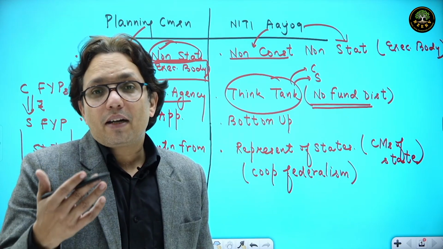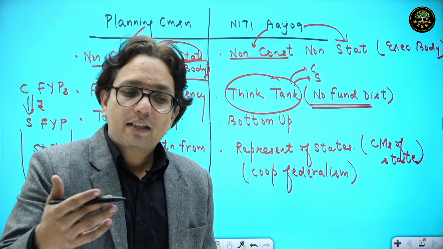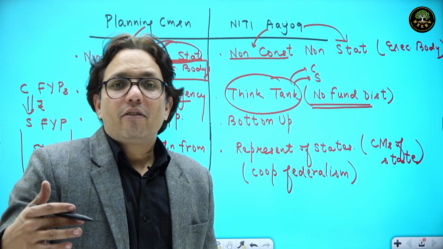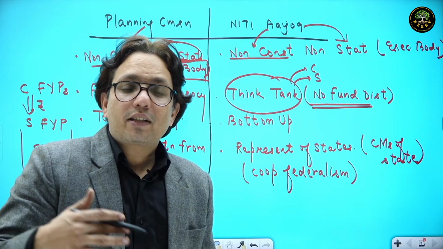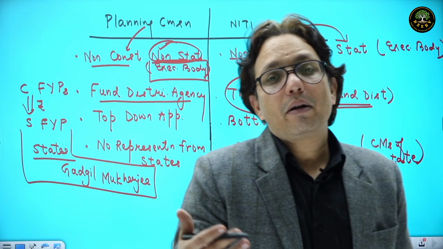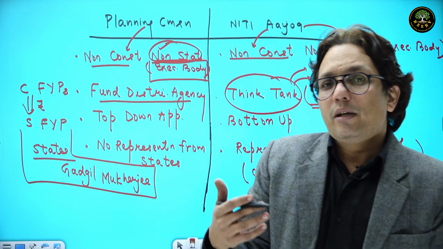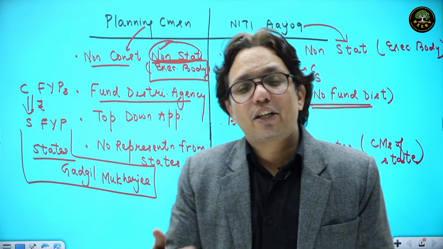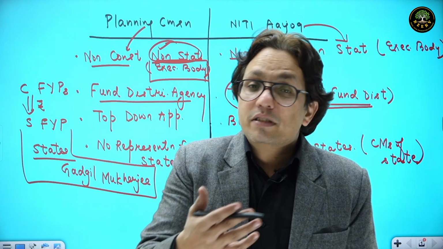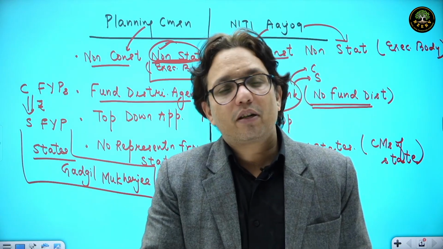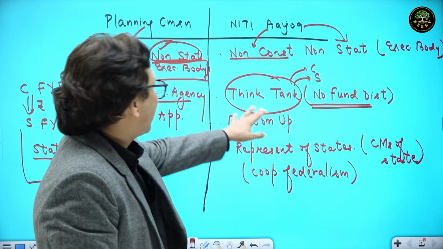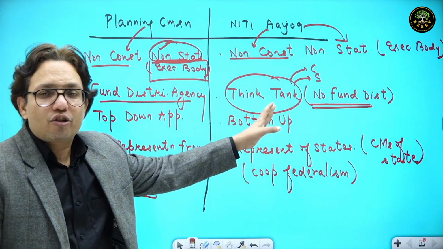For example, the multidimensional poverty index has been brought at the national level. States compete with each other. We have an SDG index also, where we rank the states based on the attainment of sustainable development goals. Similarly, we have schemes like Digital India and Atal Innovation Mission. All these schemes or programs, the latest ones, are being brought up by NITI Aayog. NITI Aayog is basically a think tank. It is not a fund distribution agency.